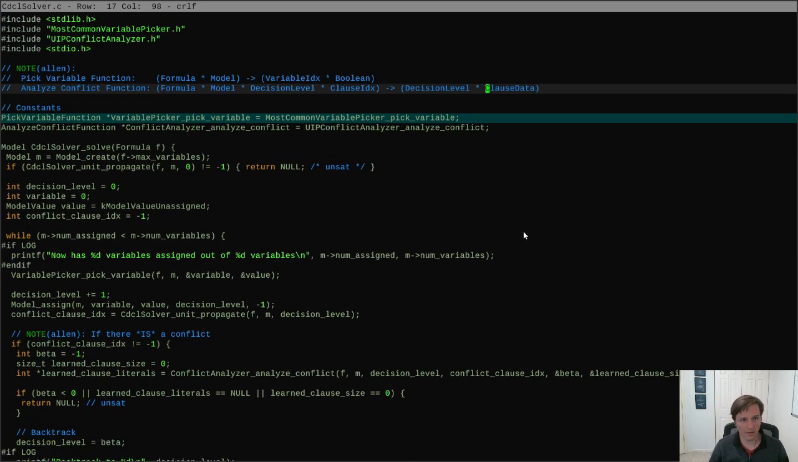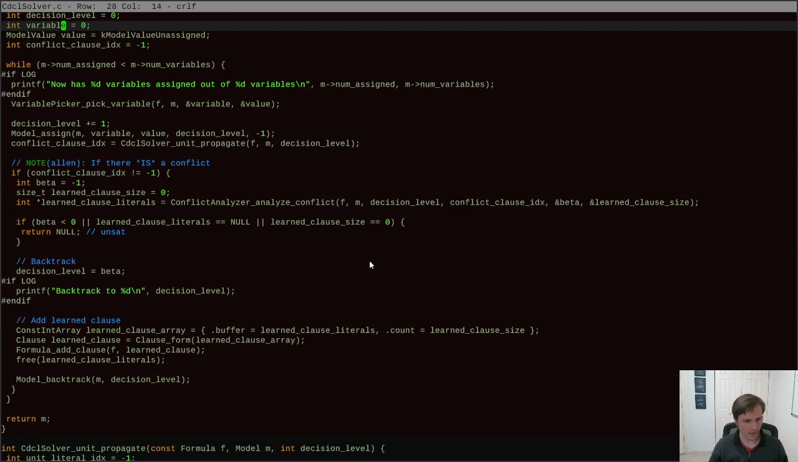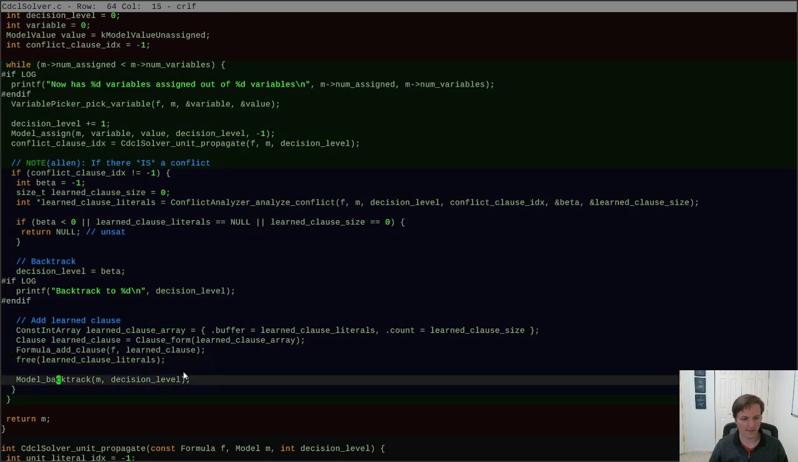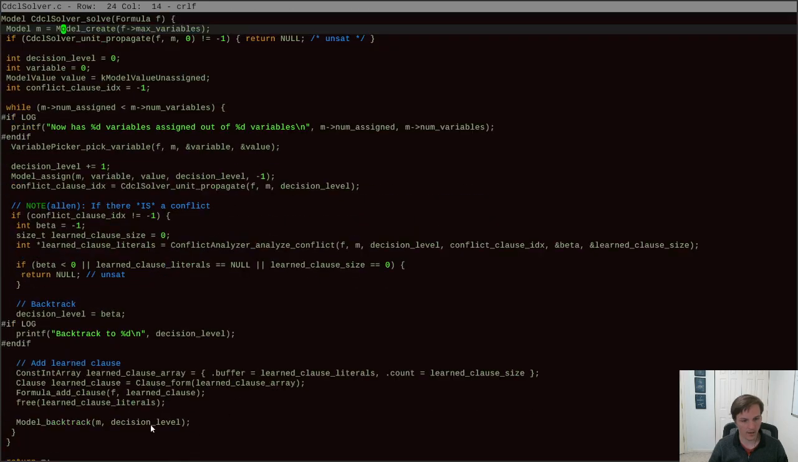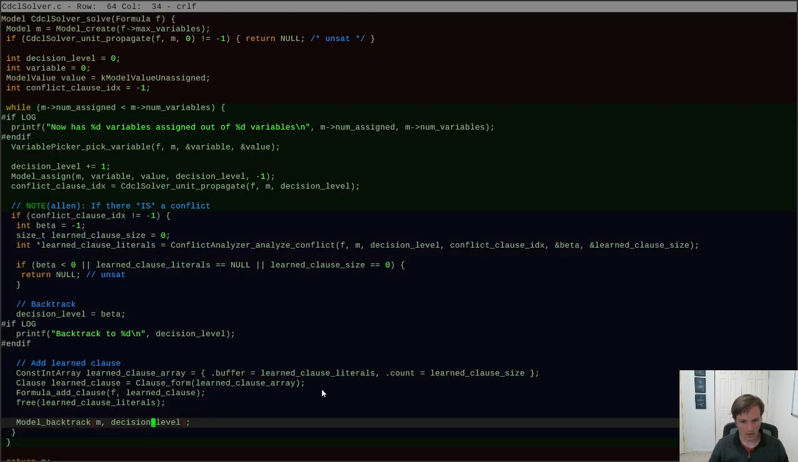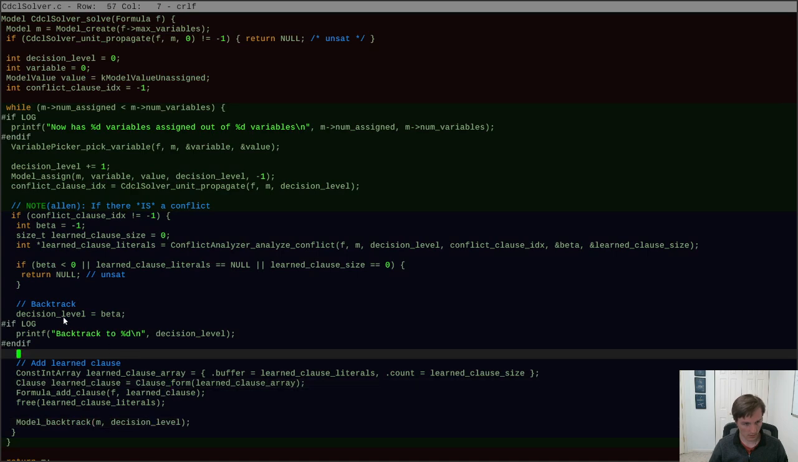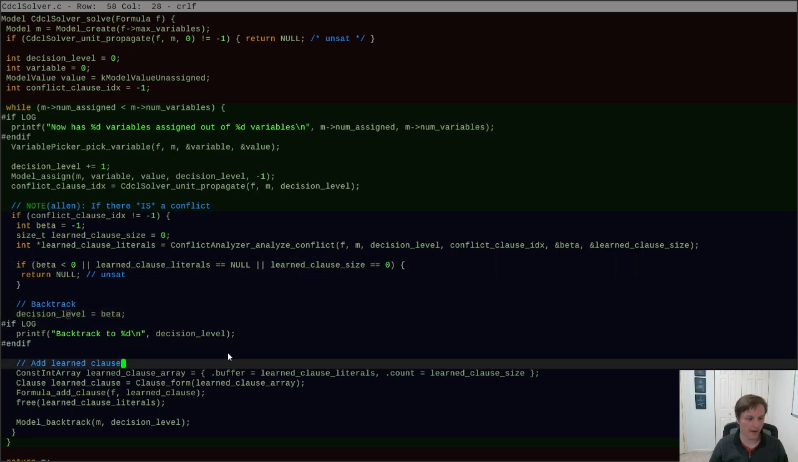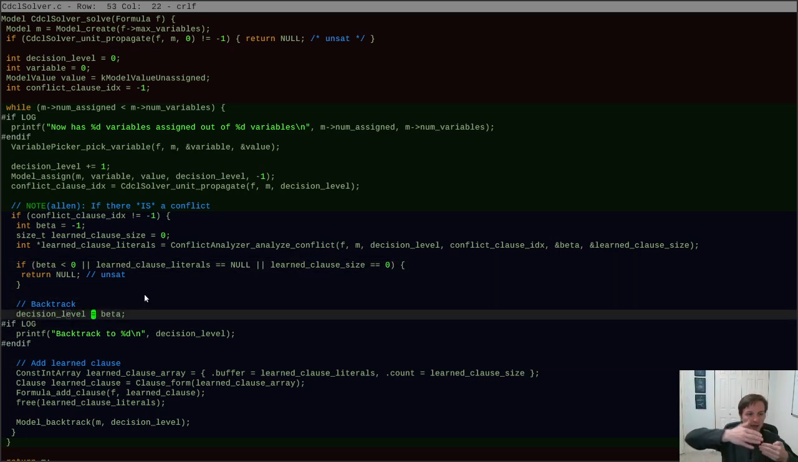And that clause data then has to be inserted into the formula after, and the model has to be backtracked to this decision level. And yes, our main loop also modifies the decision level. So it's not like the decision level is strictly increasing. It increases until a conflict happens. Somehow that analysis of the conflict then tells us how to jump back. So it's not recursive function calls, but there's this sort of deeper decision levels happening, and then the analyzer tells us where to jump back to and go forward from there.